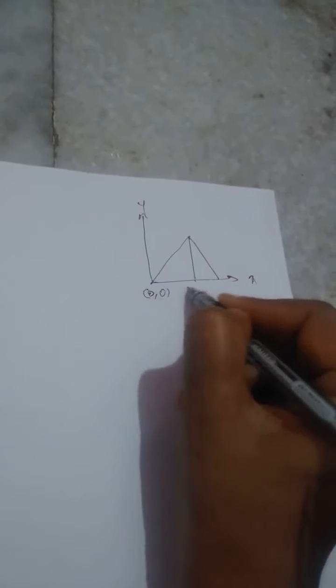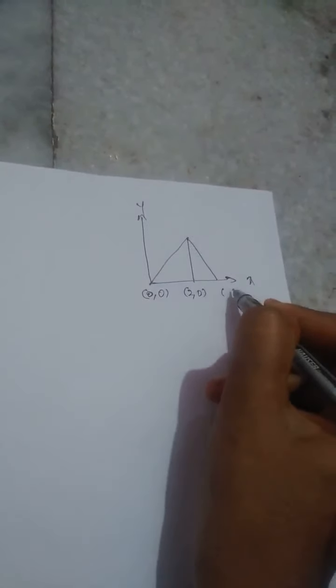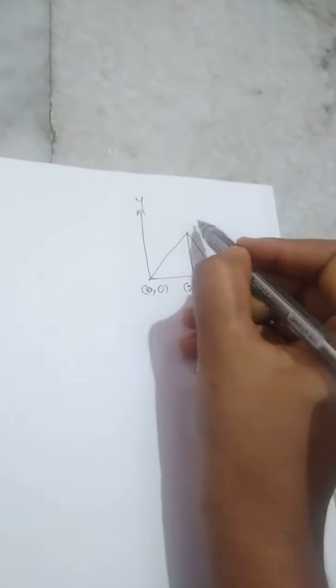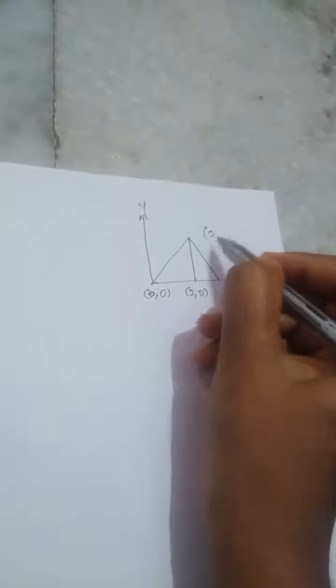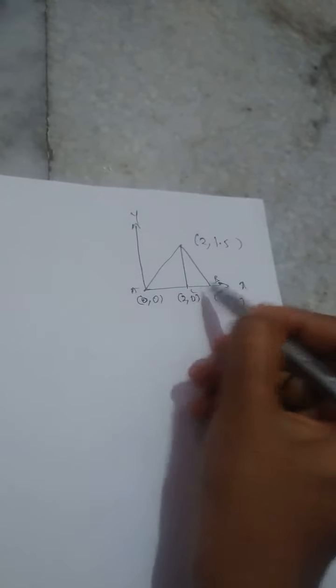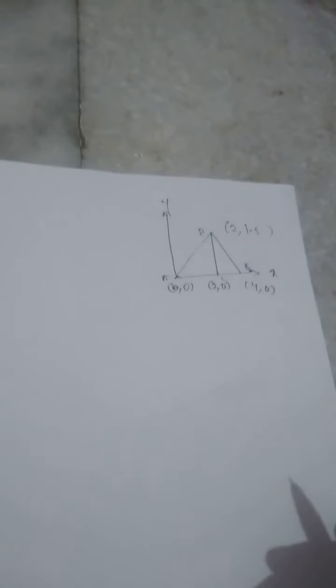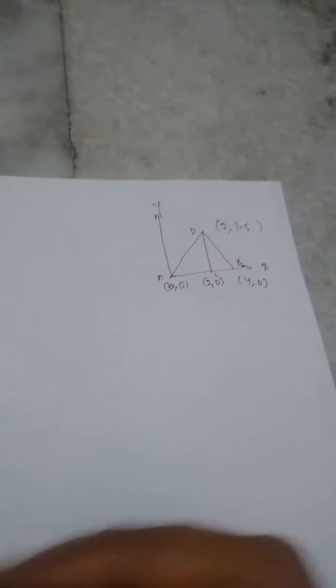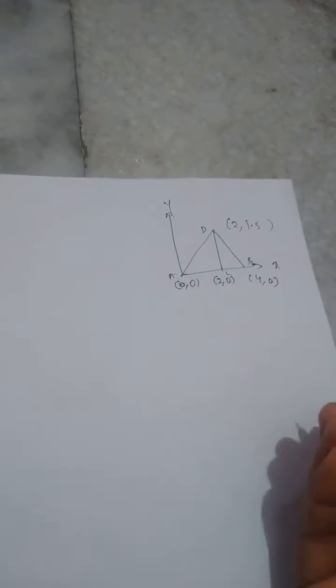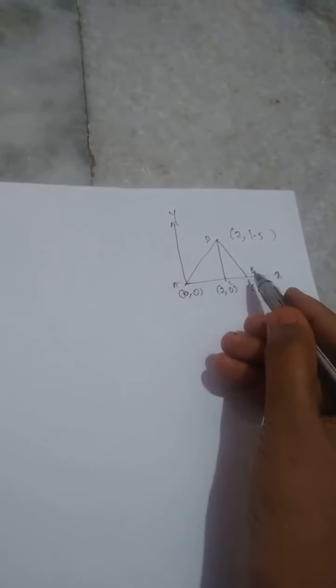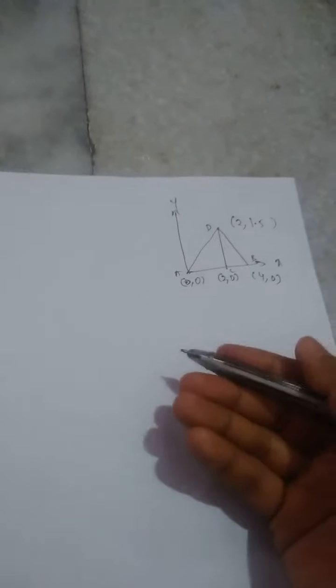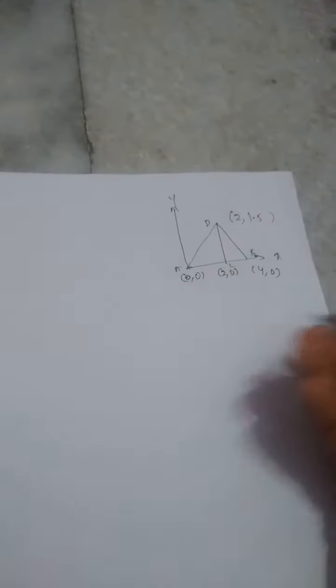The coordinates are 0, 0 and 2, 0, 4, 0, and it is horizontal 2 and the vertical is 1.5. So A, B, C and D are the points. Now we have to find the x and y distances. To calculate these length values, you can write a tabular format or else calculate orally.